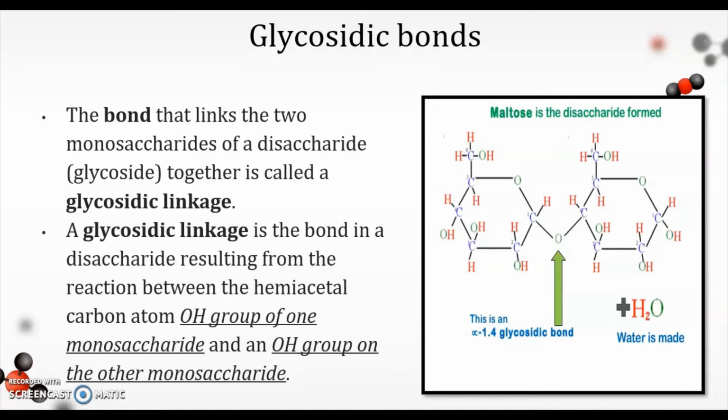A glycosidic linkage is the bond in a disaccharide that results from the reaction between the hemiacetal carbon that contains the hydroxyl group of one monosaccharide and another hydroxyl group on the other monosaccharide. It is always a carbon to oxygen to carbon bond in a disaccharide.